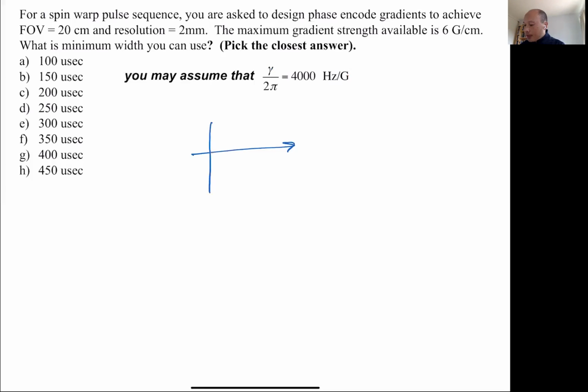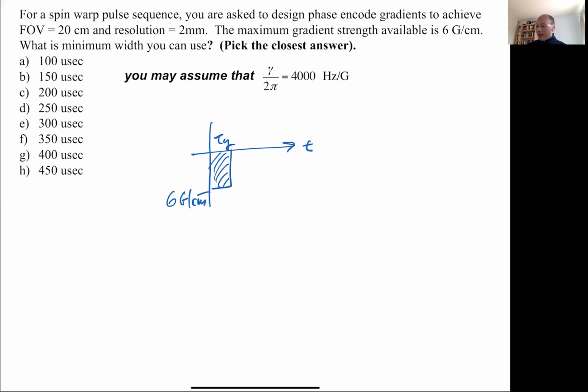So we're trying to design a phase encode gradient, and the maximum gradient strength we have is 6 Gauss per centimeter, right? We want to figure out what this tau sub y should be. This is really going to be determined by the resolution, because that's how far out in K space I want to go. So I can ignore the FOV for this problem and just consider the resolution.